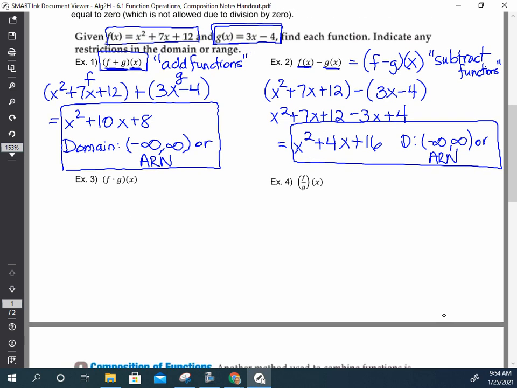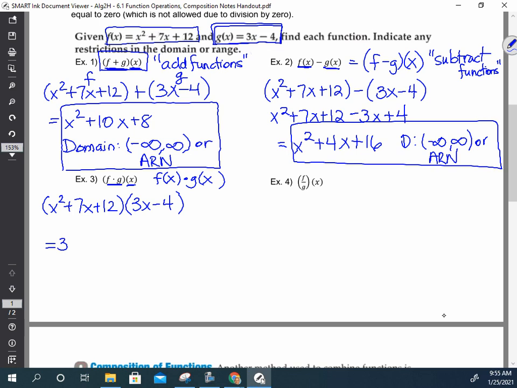All right, problem 3. So f dot g of x, that's f times g of x, f of x times g of x. So this is a multiplication problem. X squared plus 7x plus 12, 3x minus 4. So you multiply it the same way you would multiply two expressions.